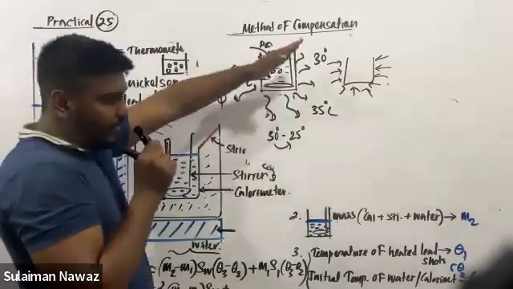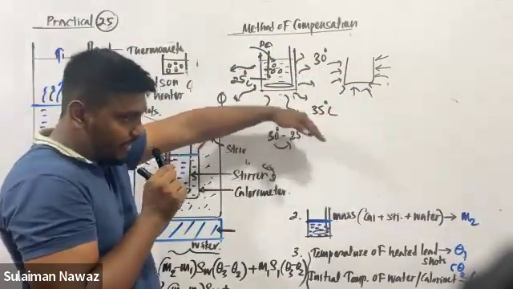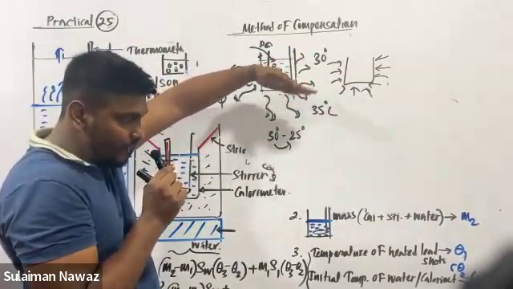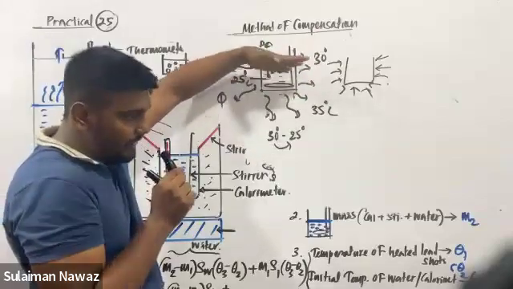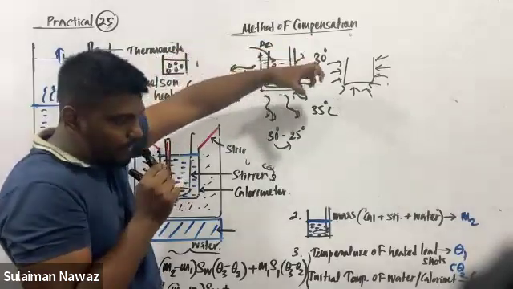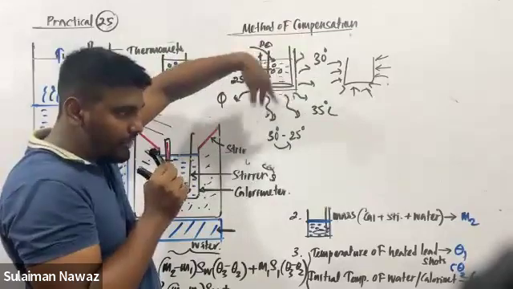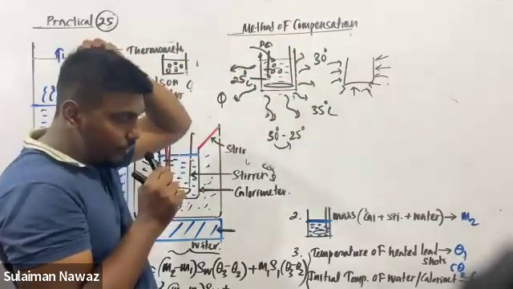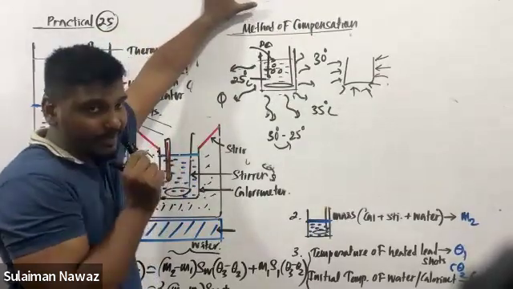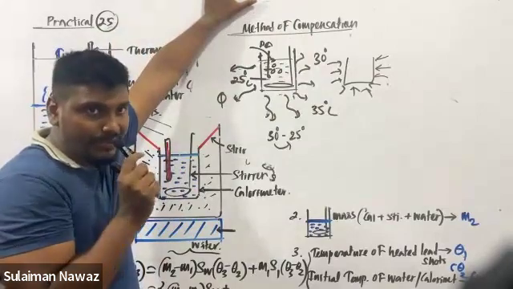So when you reduce the temperature 5 degrees Celsius below the room temperature, and maintain your final temperature 5 degrees Celsius greater than room temperature, what will happen? The amount of heat released to the surrounding and the amount of heat absorbed from the surrounding become equal, and there is no overall heat transfer. So that is the idea. This is what we call the method of compensation. If you do something like this, we can ensure there is no heat transfer to the surrounding.